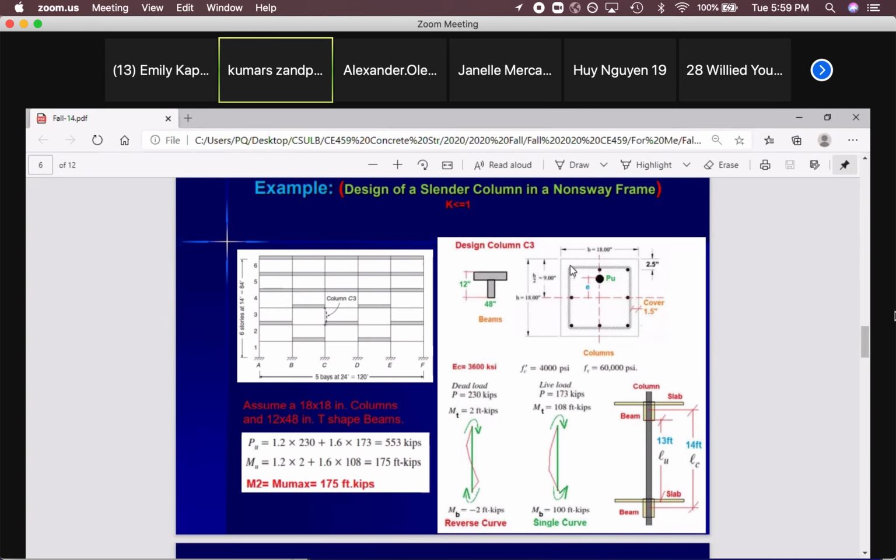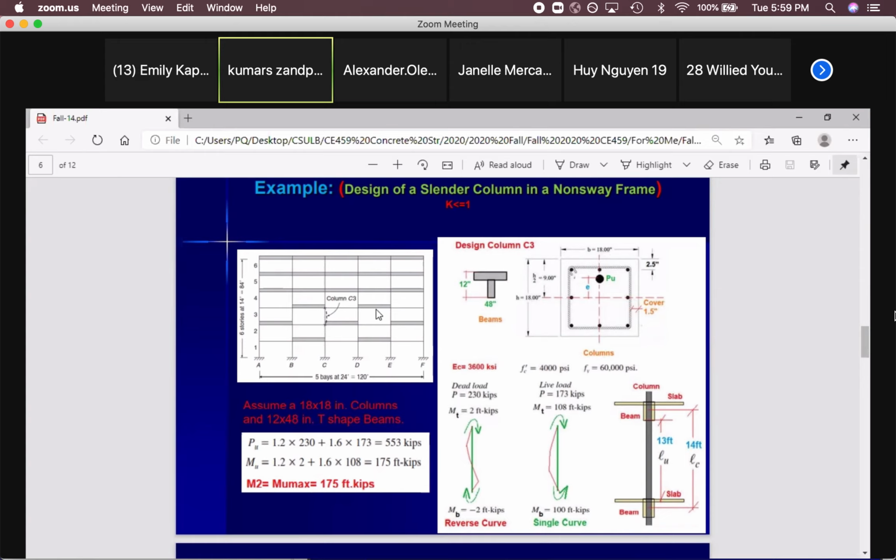The column is 18 by 18. So that's easy. As you can see, we consider this is your E, so this is your H, the eccentricity parallel to this one. So for a column 18 by 18, H and B are similar here. It's not that hard. But try to go with the code and find which one is H and which one is B. Just practice this.